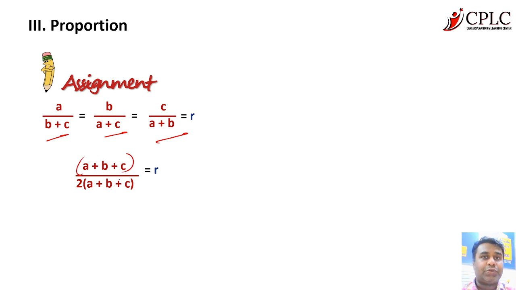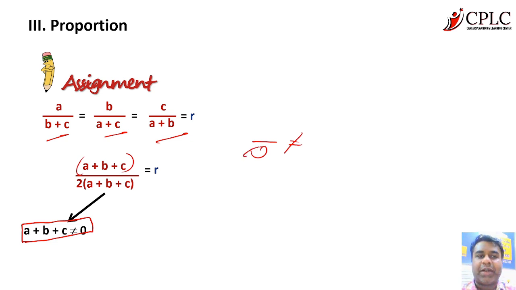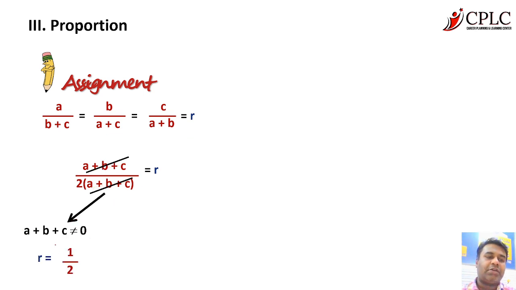But it doesn't work like that. It gets cancelled out, but only in one condition, when A plus B plus C is not equal to 0. If this is not equal to 0, because anything divided by 0 is not solvable in mathematics. So if A plus B plus C is not 0, you can simply cancel this 2 and you can write R as 1 by 2.